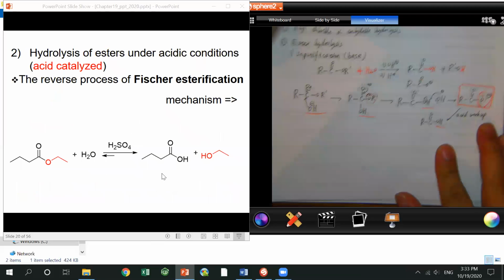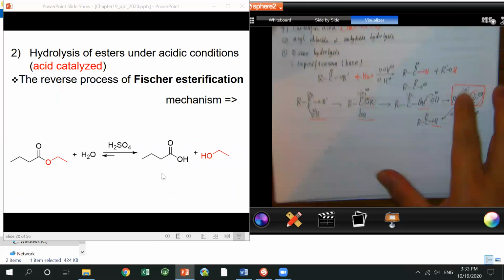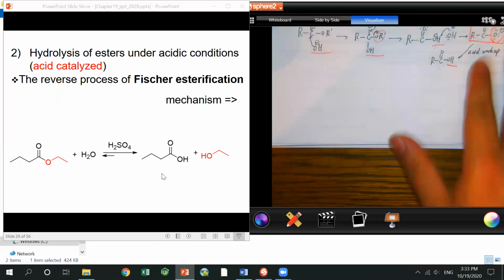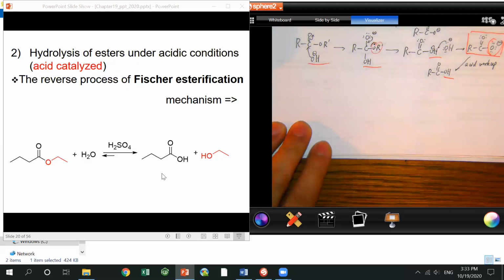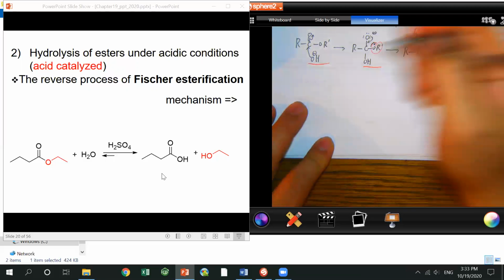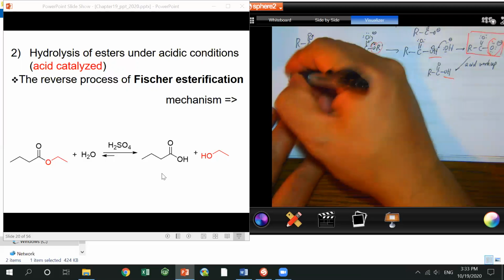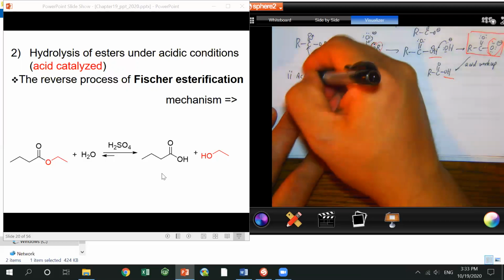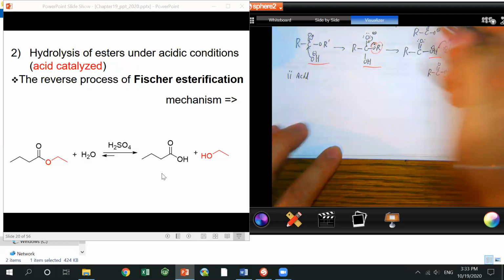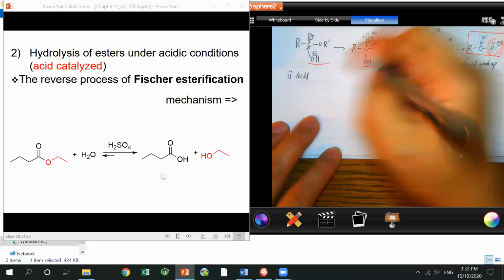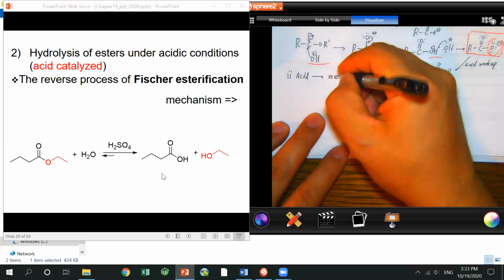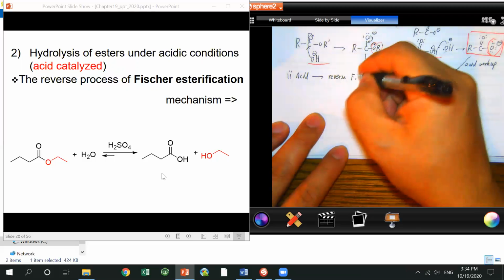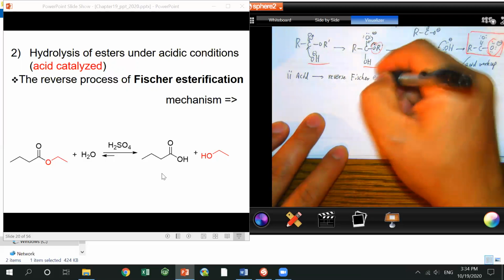So that's the saponification, under basic conditions. And then the second way is under acidic conditions. The acid condition is exactly the reverse of the process of the Fischer esterification, so we call it the reverse Fischer esterification.